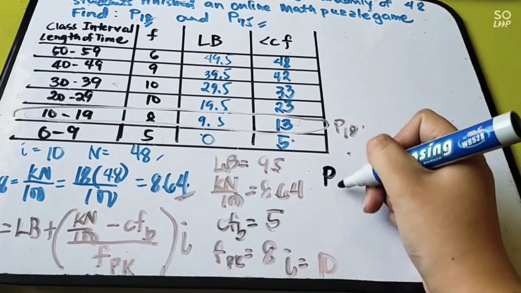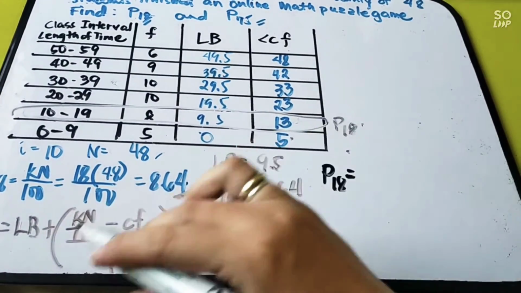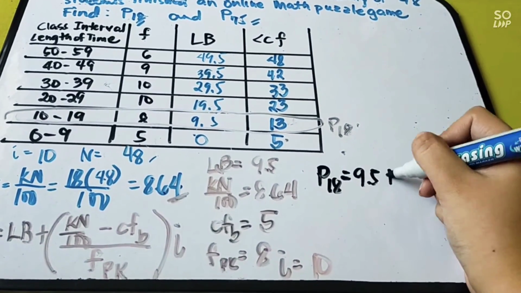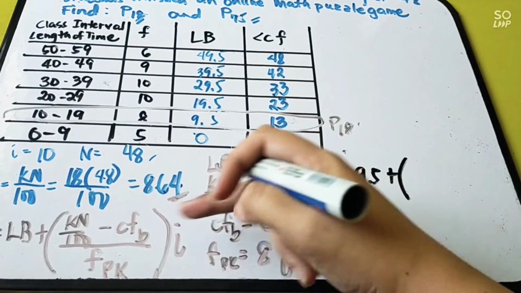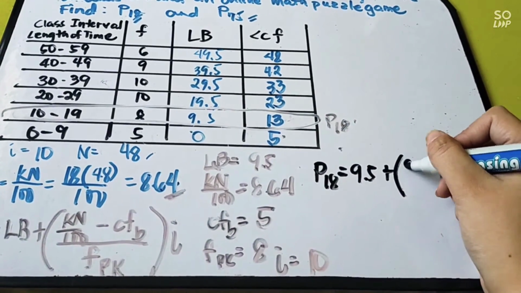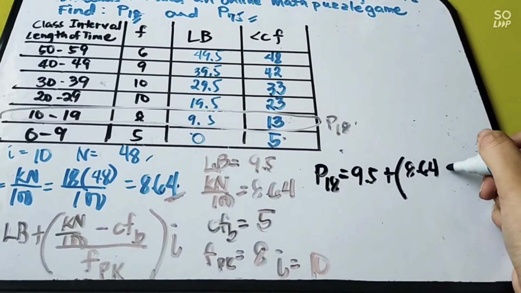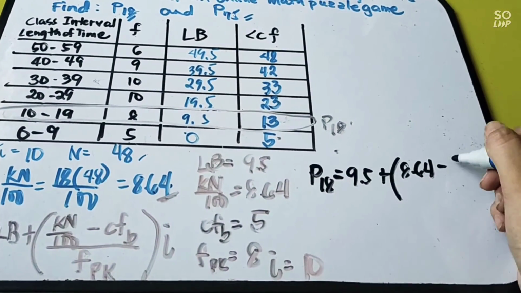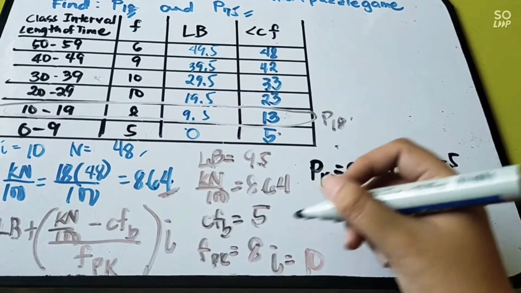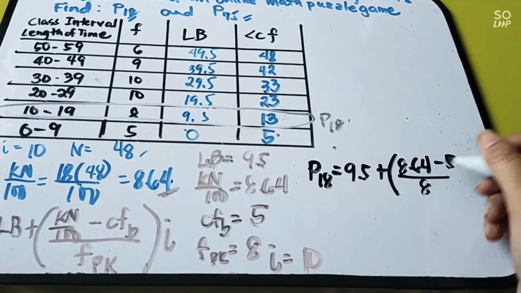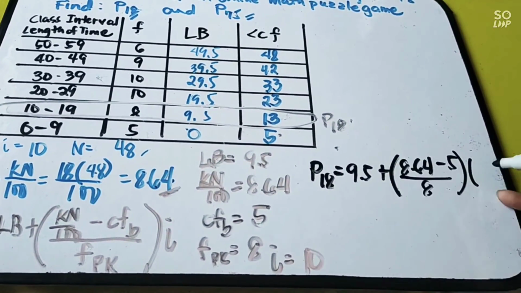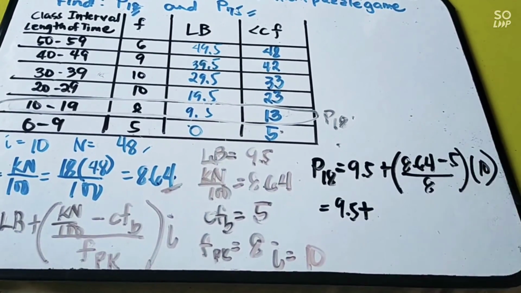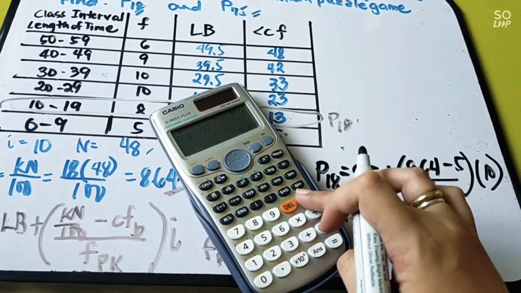So, percentiles, 18 percentile is equal to lower boundaries, we have 9.5. Then, plus. Ang Kn over 100 mo, ito yon, we have 8.64. Then, minus natin sa CF natin before, which is 5, over, ang ating frequency, we have 8, then multiply by, ang I mo ay 10. So, equals to 9.5. Calculate ulit natin. Calculator tayo.